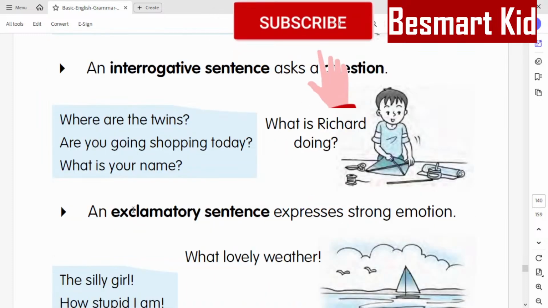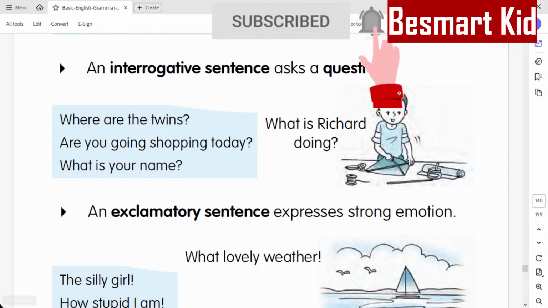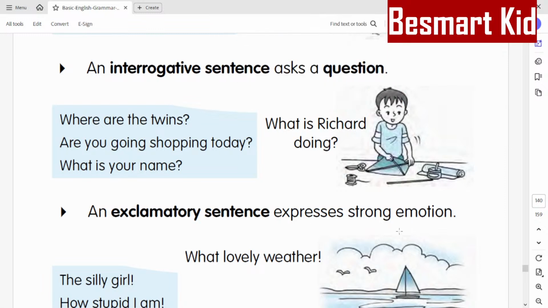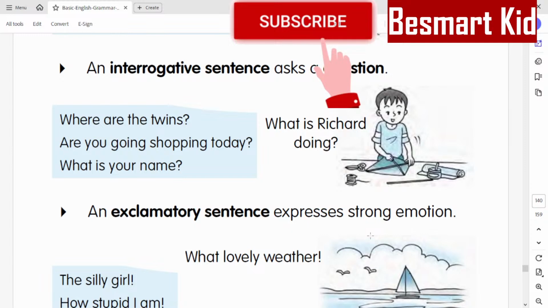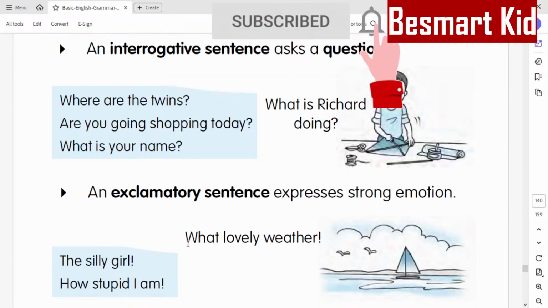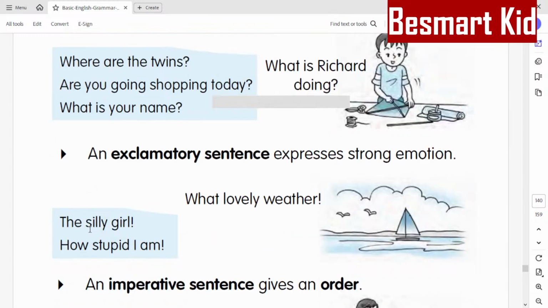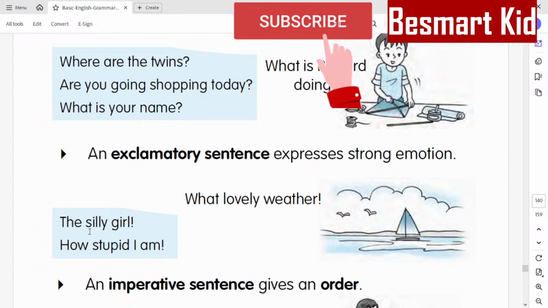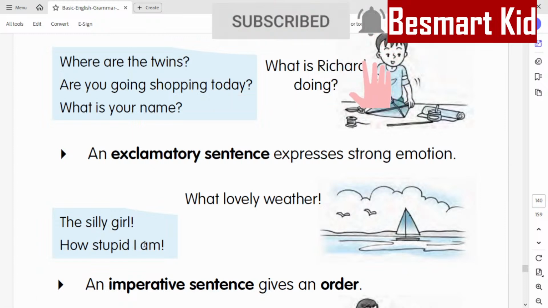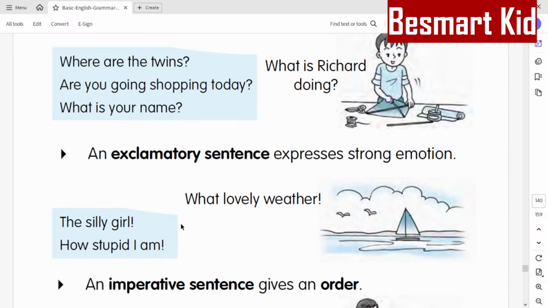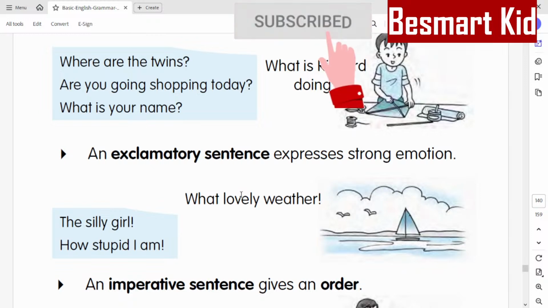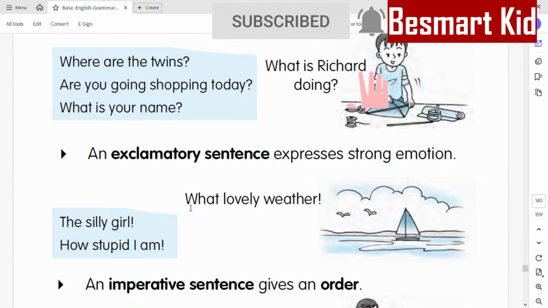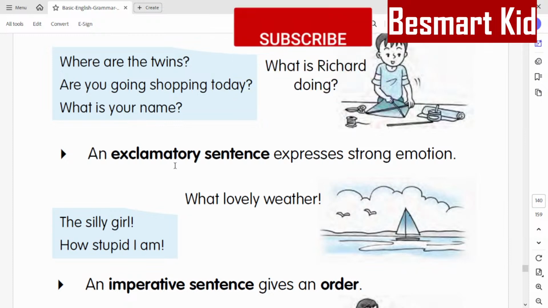Third, an exclamatory sentence expresses a strong emotion. The silly girl! How stupid I am! What lovely weather! Those are some examples of exclamatory sentences.